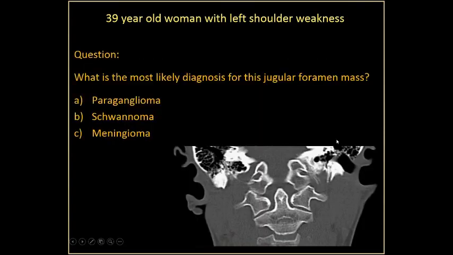All right, so based on this, what is the most likely diagnosis for this jugular foramen mass? Is it a paraganglioma, schwannoma, or meningioma? These three, by the way, are the differential for a jugular foramen mass. These are the three most common things that occur in that location. Well, we know that this is calcified, so that points us in the direction of a meningioma. We don't see any aggressive changes in the adjacent bones. It's probably not a paraganglioma.